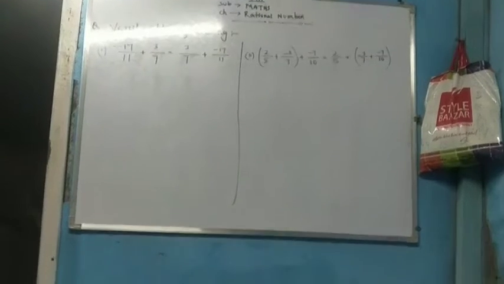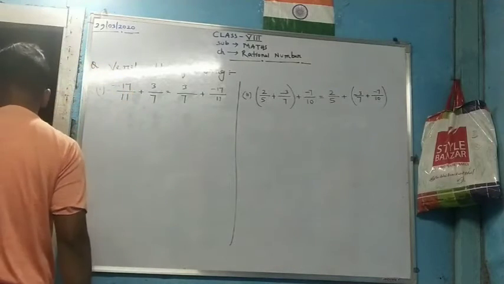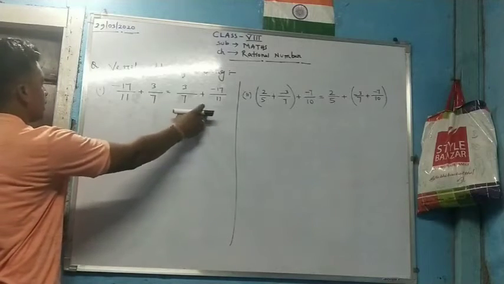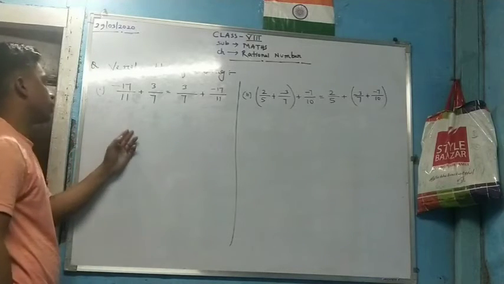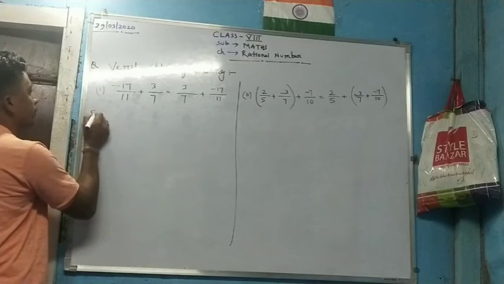Okay, now I'll move on to the next question. Next question is verify the following. So whenever the question says verify the following, what you have to do? We have to verify the left hand side with the right hand side. If the left hand side is equal to the right hand side, then we'll just write hence verified.